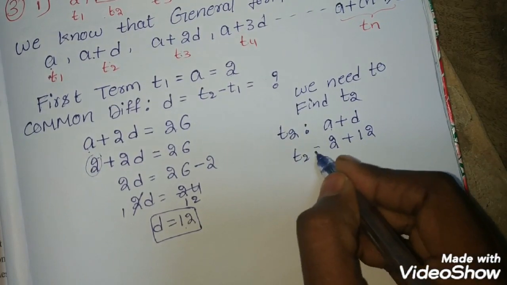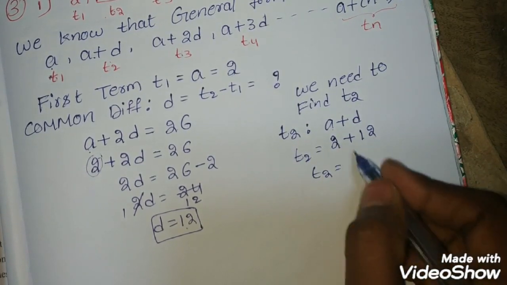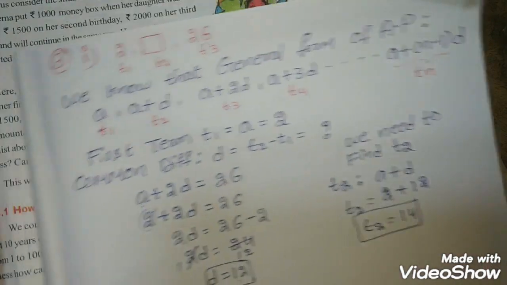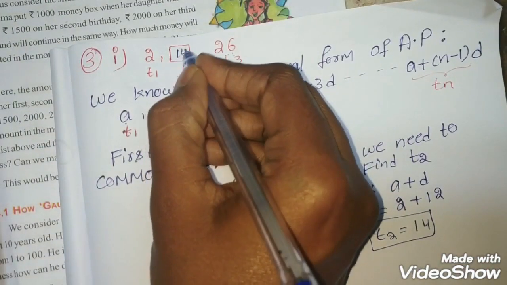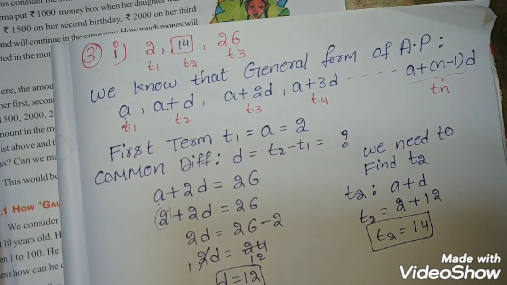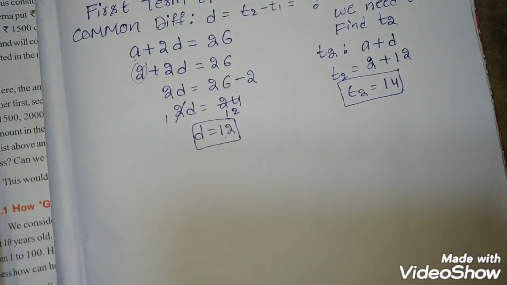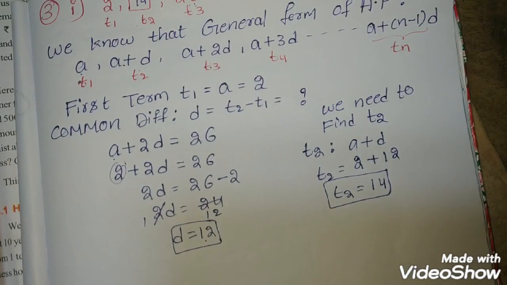So term 2 is equal to 12 plus 2, that is 14. Check. Now you have to put 14 in the place of term 2. Okay, this is our solution. Let's check the next question. Please pause the video to note down.